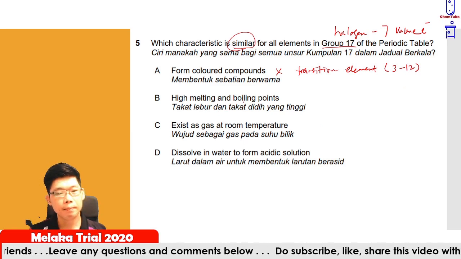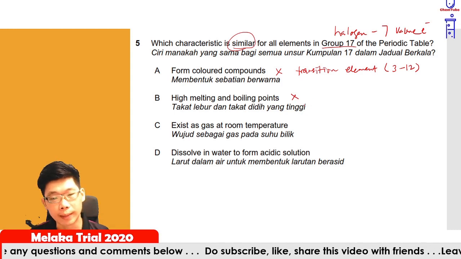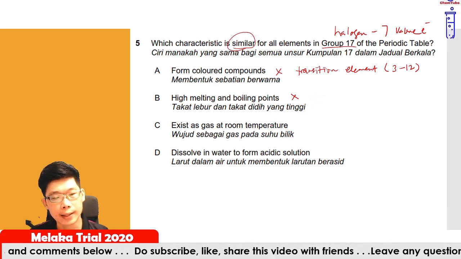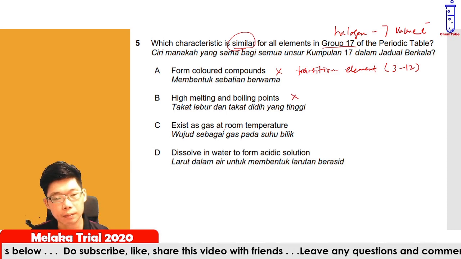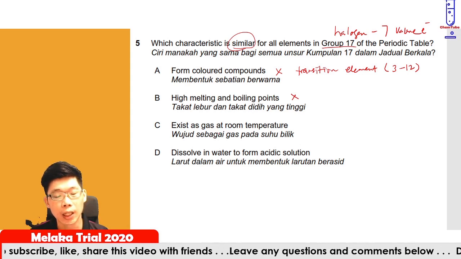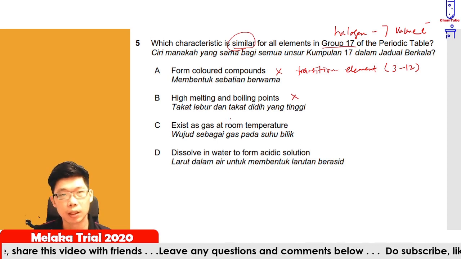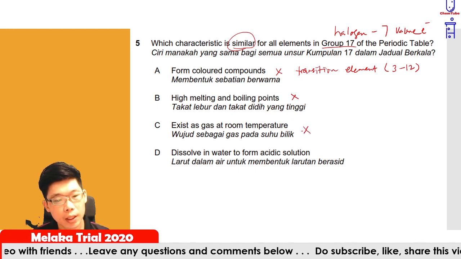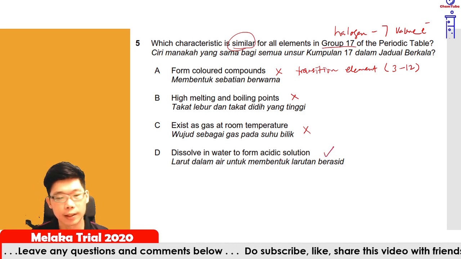It has high melting and boiling points. Also no. This is for metals, like alkali group 1, group 2, and so on. Exists as gas at room temperature. Some group 17 elements exist as gas, but not all. Chlorine is a gas, iodine and astatine are solids, and bromine is in the liquid form. So this one also is not correct. Dissolves in water to form an acidic solution. Yes. So that's it.